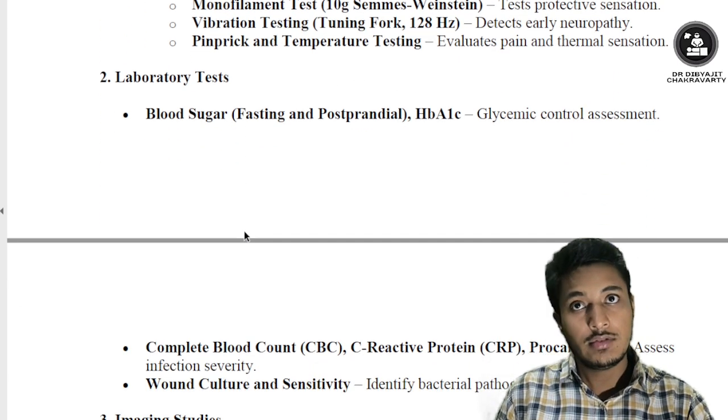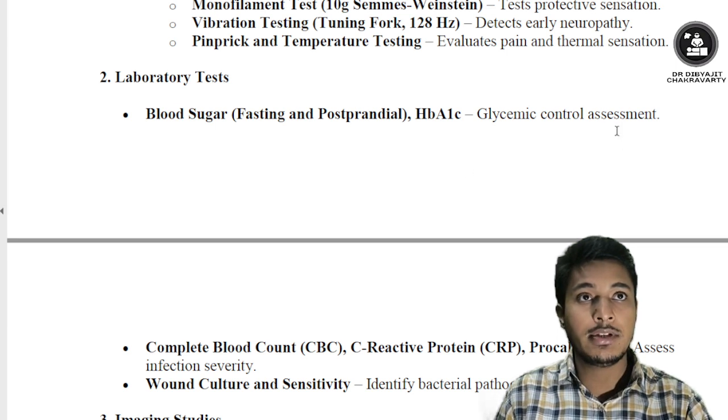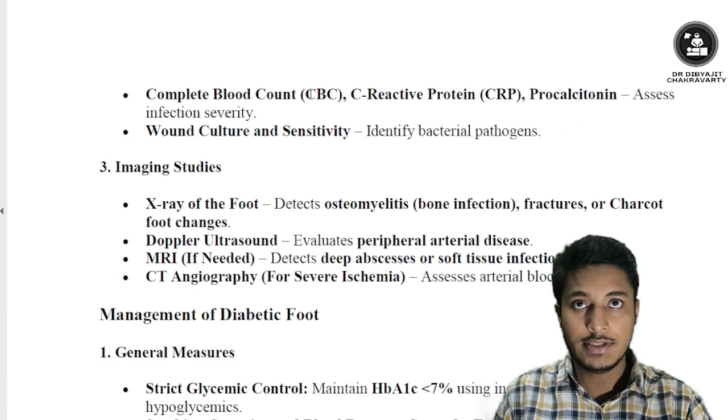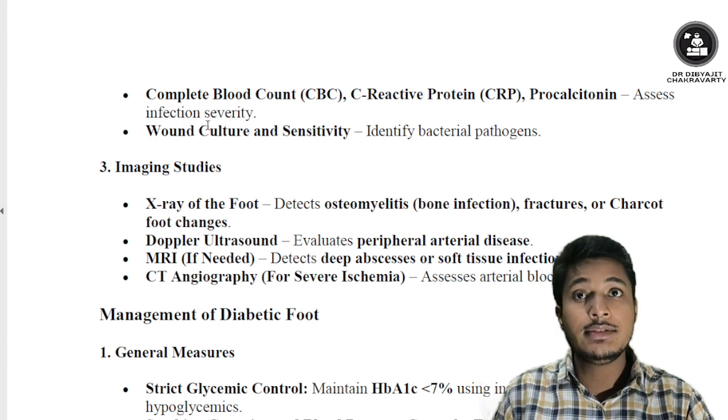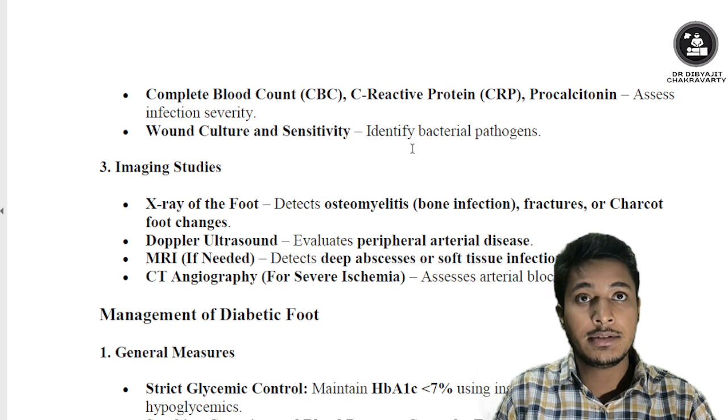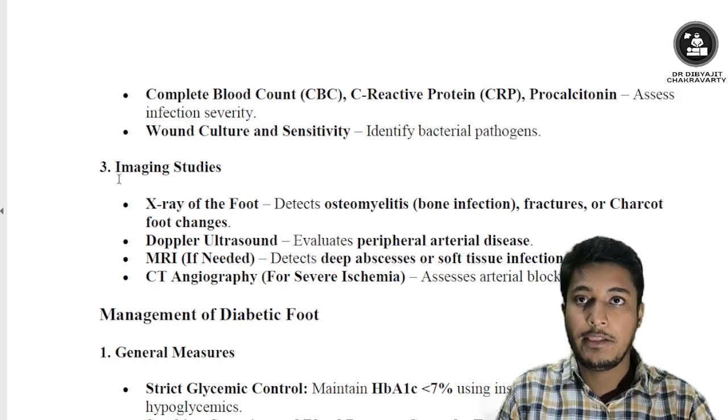Laboratory testing essentially includes the monitoring of the blood sugar, that is fasting and postprandial blood sugar, as well as long-term glycemic control with the help of HbA1c testing. We have to also do the complete blood count, that is CBC, C-reactive protein, CRP, and procalcitonin, for assessment of the infection and its severity. Wound culture and sensitivity is a must at the beginning of the management to identify the exact bacterial pathogen before starting the definitive antibiotic therapy.